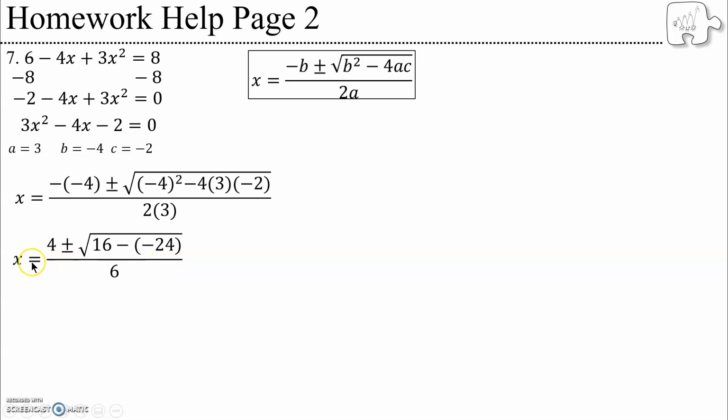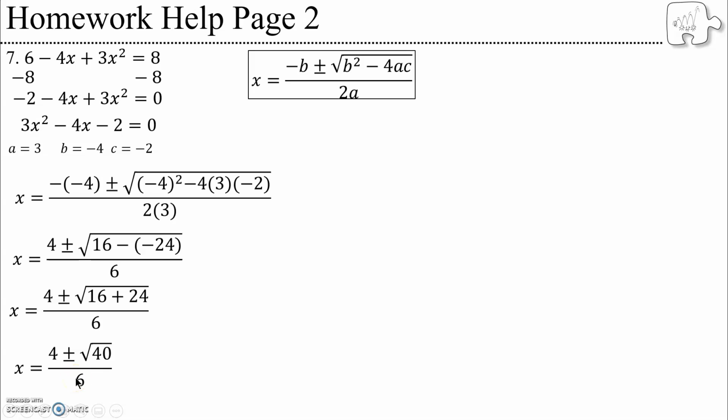So now we have minus and negative, so let's change that to a plus. So we have x equals 4 plus or minus the square root of 16 plus 24 over 6. And 16 plus 24, we can figure that out pretty easily. It's just going to be 40. So x equals 4 plus or minus the square root of 40 over 6. And now this is the most simplified form.